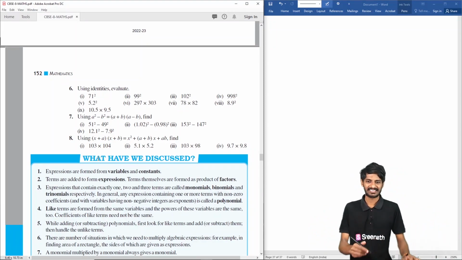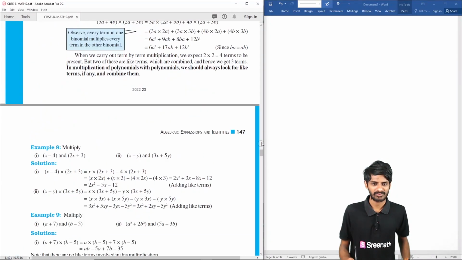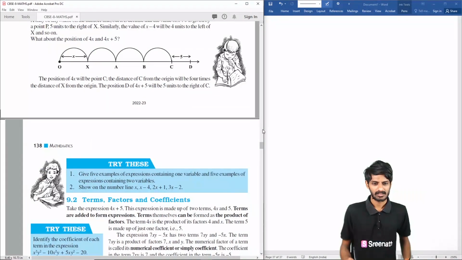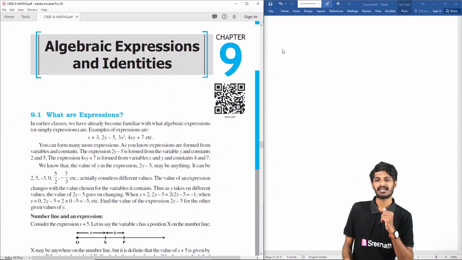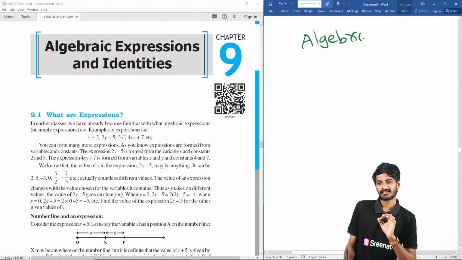I think you are interested to complete this chapter in this span of time, short time. So the chapter name is algebraic expressions and identities. Okay students, so we'll start our discussion. So the chapter name is algebraic expressions. We will start from the basics.